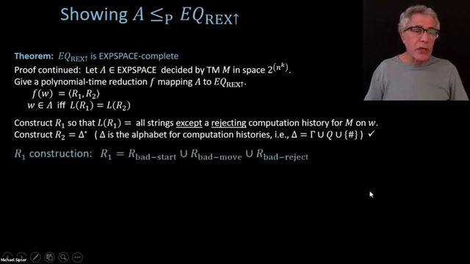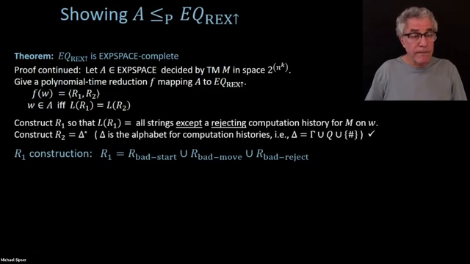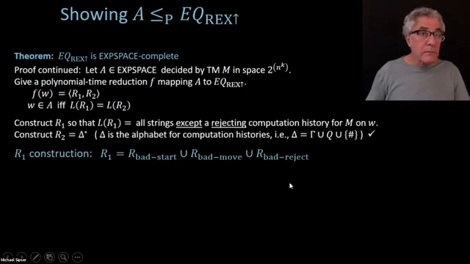Okay, so what does R1 look like? My job is to do R1. R2 I already told you. R1 now has to describe all those strings except for the rejecting computation history. So everything that fails to be a rejecting computation history. So it fails either because it started wrong, or it ended wrong, or it's wrong somewhere in the middle.